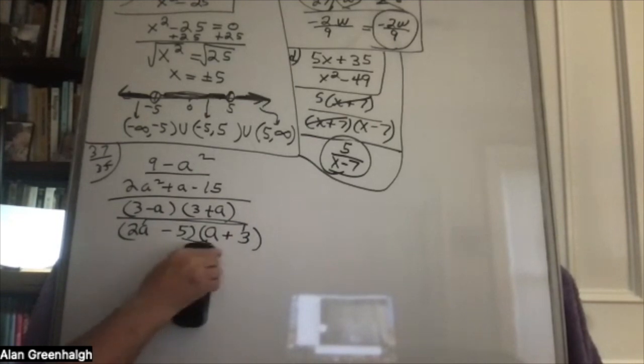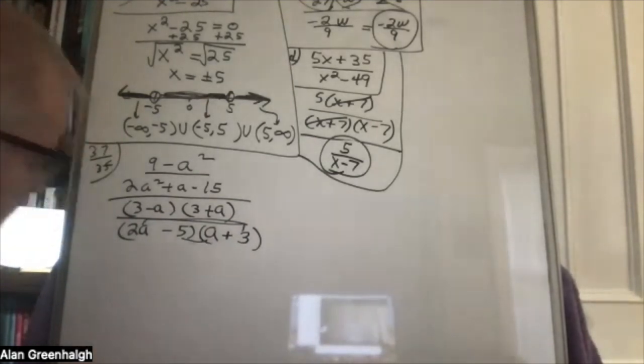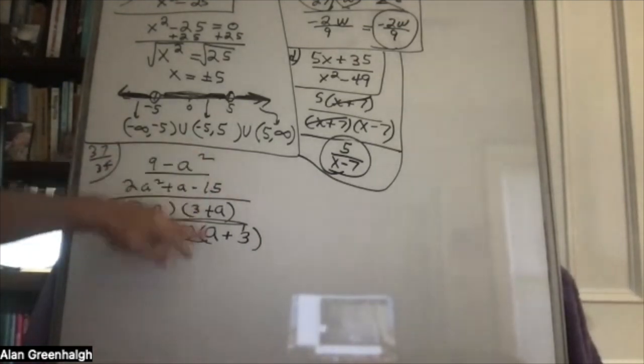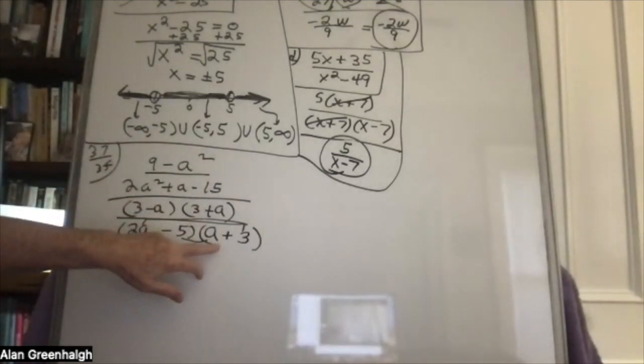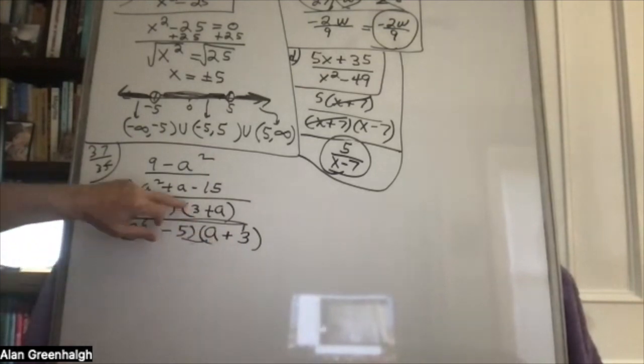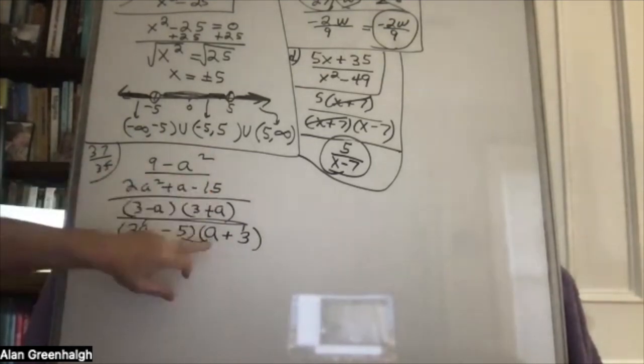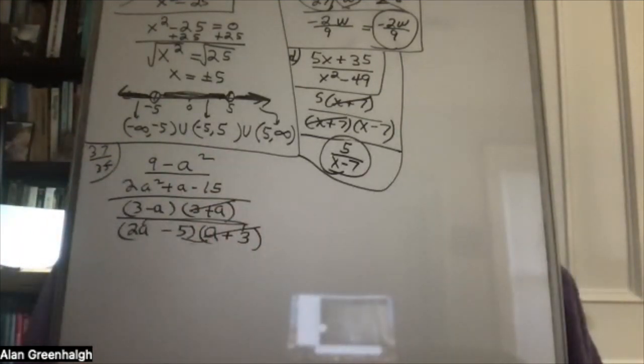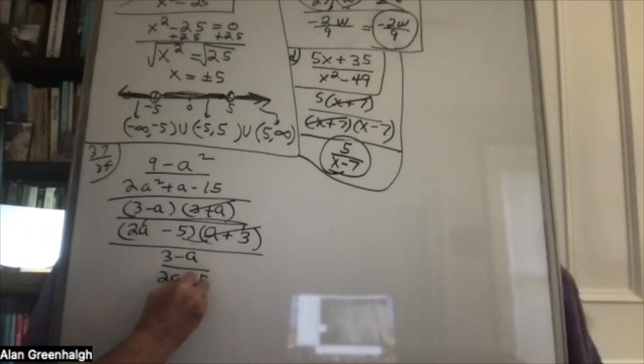And I think you could kind of see what's going on here. If you want to, you could rearrange this to look more like that, but it's not necessary because you could see that 3 plus a and a plus 3 are the same terms, and you would just cancel that out. So the answer to the question is 3 minus a divided by 2a minus 5.